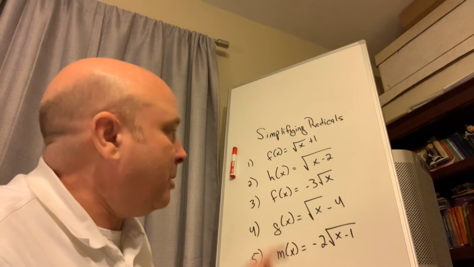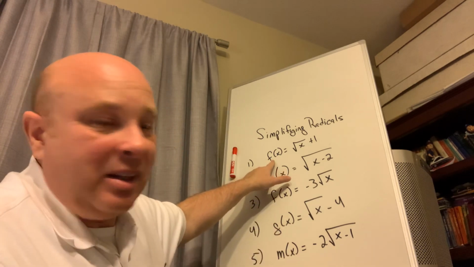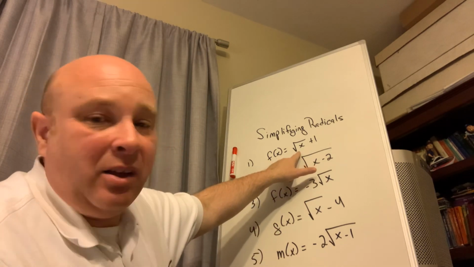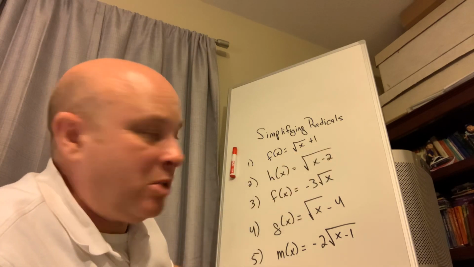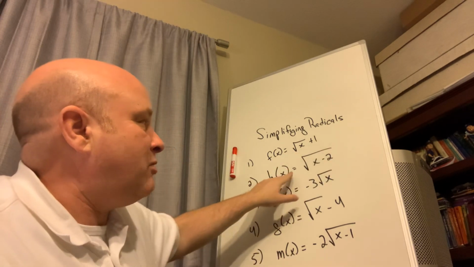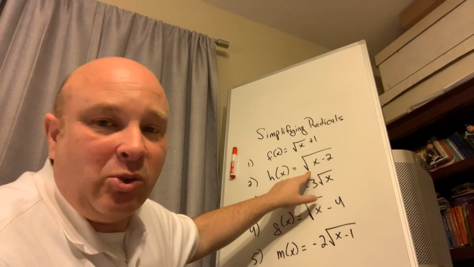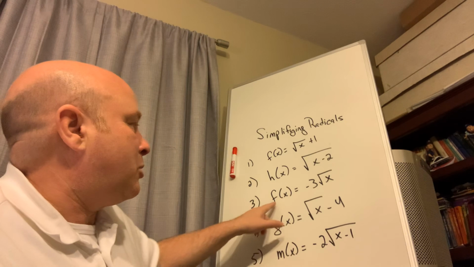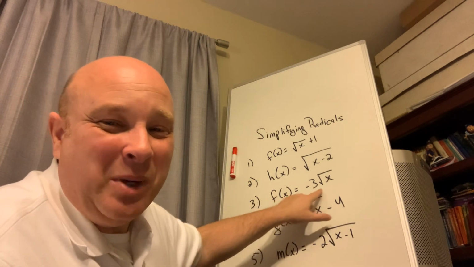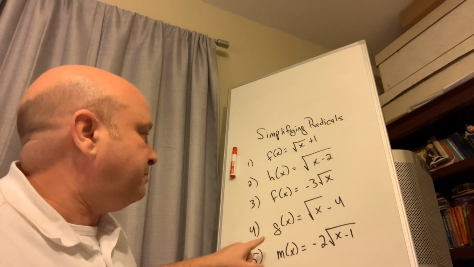So I'm going to read these. Number one, the f of x equals the square root of x plus 1. The plus 1 is not part of the radicand. Number two, the h of x equals the square root of x minus 2. Minus 2 is part of your radicand. Number three, the f of x equals negative 3 times the square root of x.